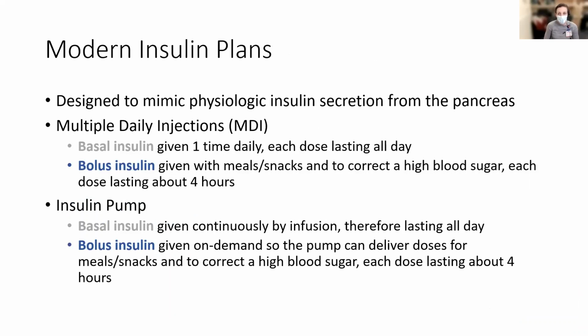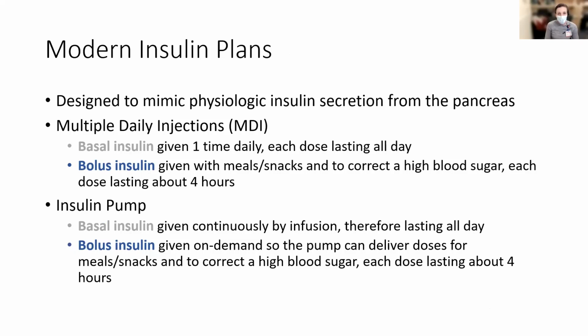Modern plans for managing diabetes try to mimic the way a pancreas secretes insulin. For children who give insulin by injection, they typically give two types of insulin. One is a basal insulin. This insulin is usually given one time each day, and then that dose lasts most of the next 24 hours. Then bolus insulin is given with meals and snacks to correct a high blood sugar. This type of insulin usually works in the body for about 4 hours.